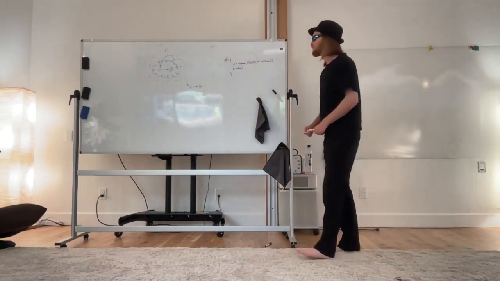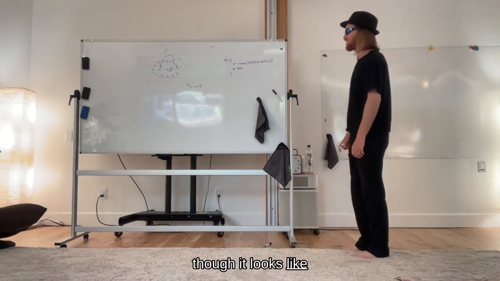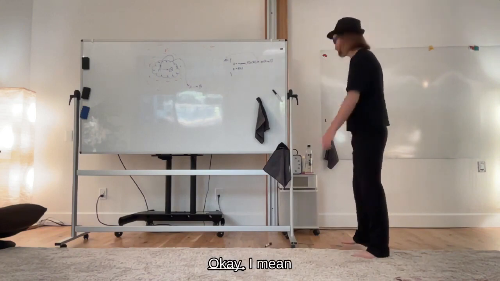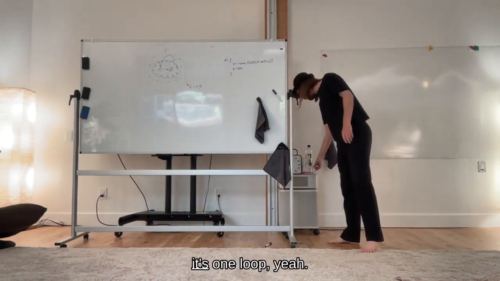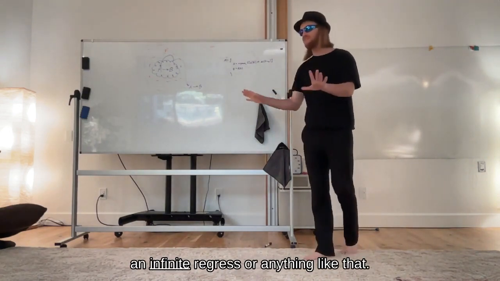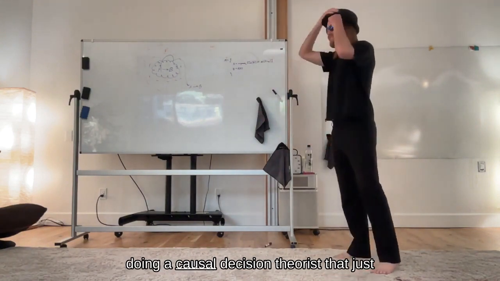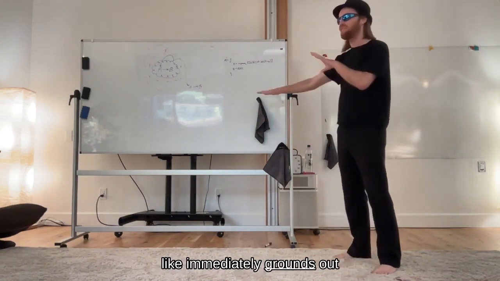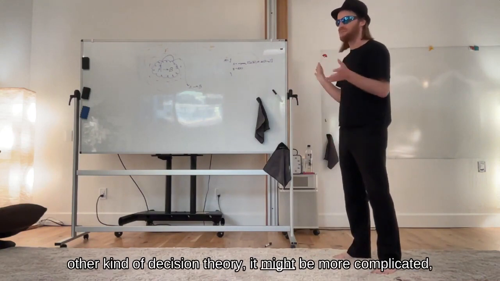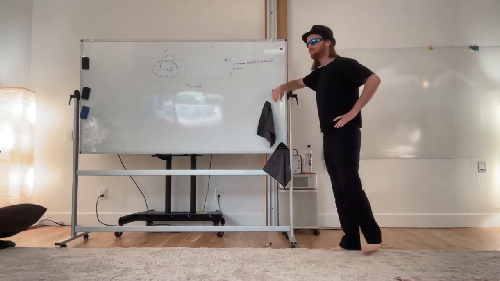Even though it looks weirdly loopy, it's surprisingly not that loopy. It's one loop. There's no infinite regress or anything like that. Partially that's because we're doing a causal decision theorist, which immediately grounds out. With some other kind of decision theory, it might be more complicated, but it doesn't have to be.